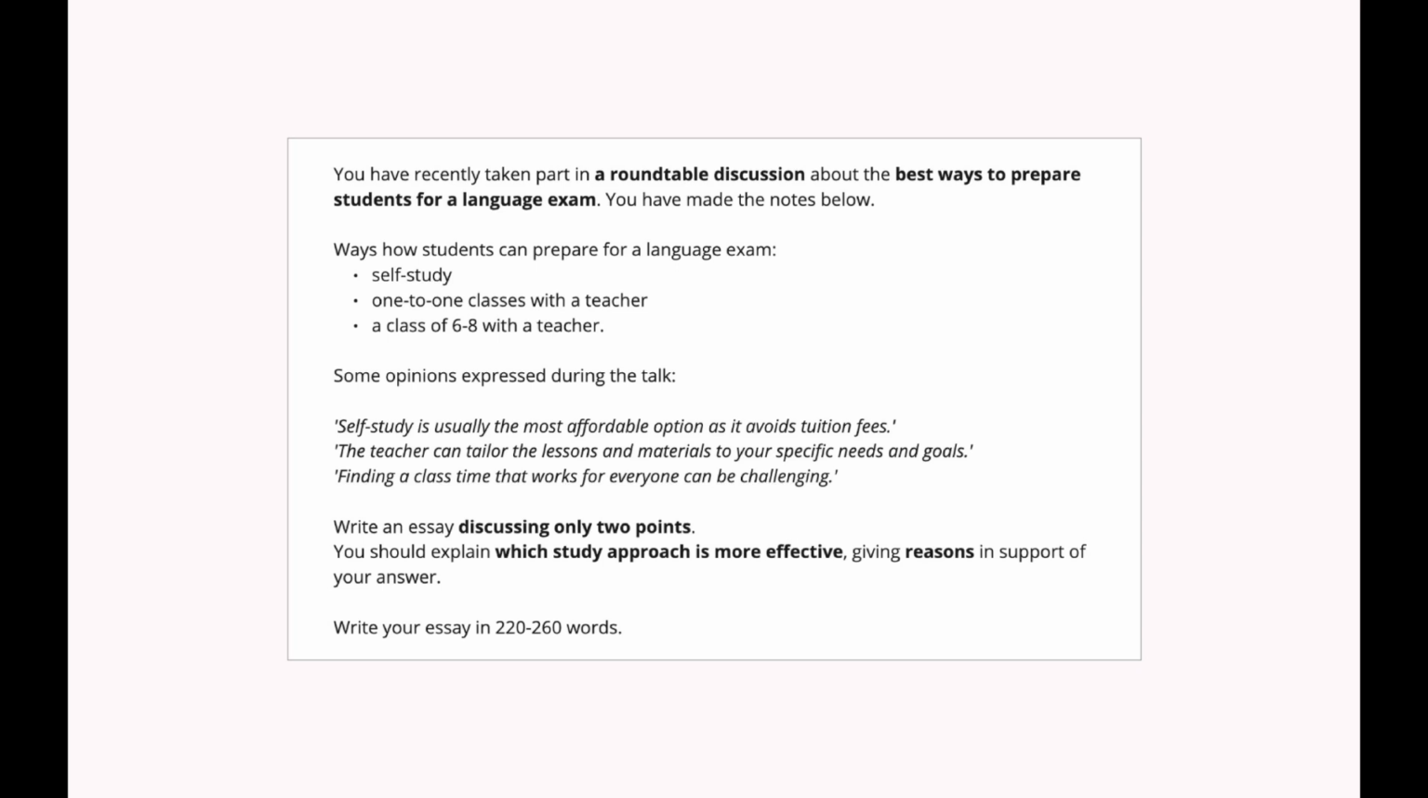Here is a CAE task. Don't forget to pause the video to read it. Okay then, what does the candidate have to do? The candidate has to write an essay discussing 2 of the 3 methods of preparing for a language exam and explain which one is more effective by giving arguments for and against each option.